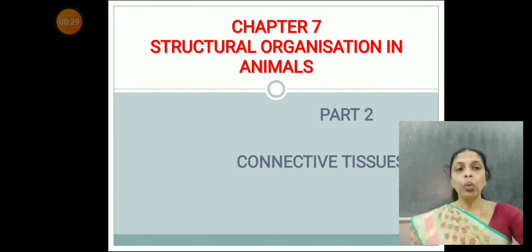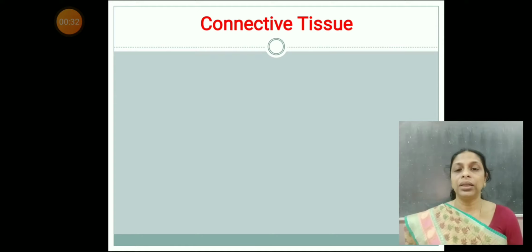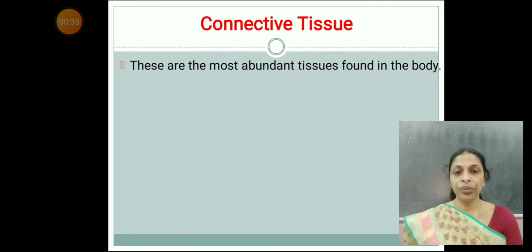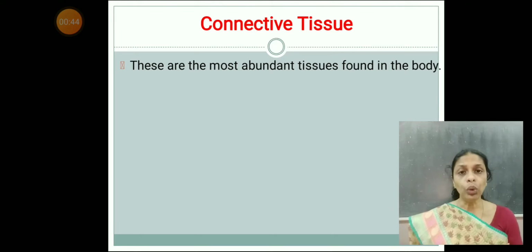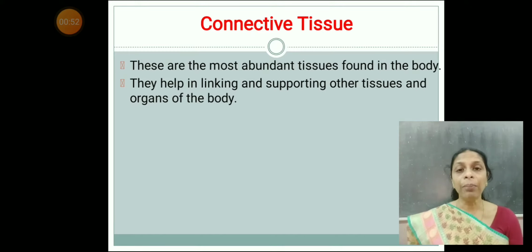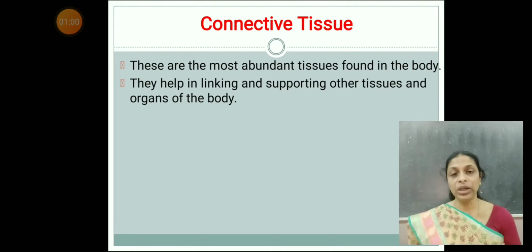Now let's see what are the various characters of connective tissues. As you know, connective tissues are the most abundant tissues found in the body of living organisms. And their main function, they help in linking and supporting other tissues and organs of the body. So, very important point: what is the function of connective tissue? They help in linking and supporting other tissues of the body.